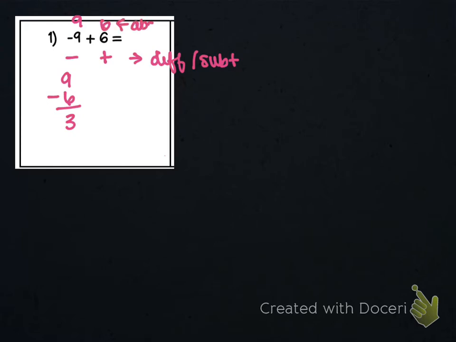And I'm going to just label this. That way we know what we're looking at. So therefore, this is a greater distance from 0. So that's the one that we go with. So our answer equals a -3. 9 is the greater distance from 0, and it is a negative number. Therefore, our answer is negative.